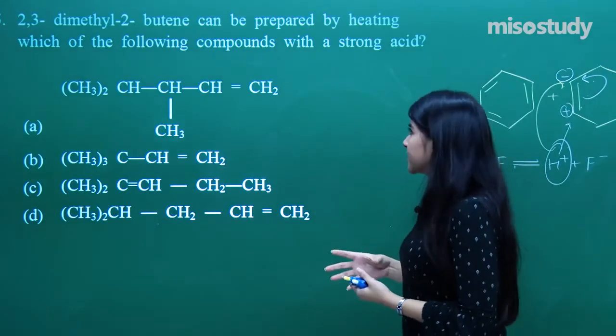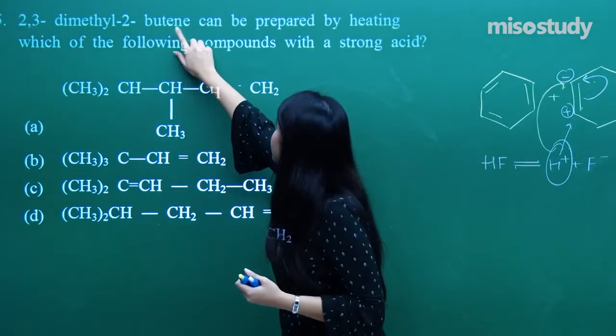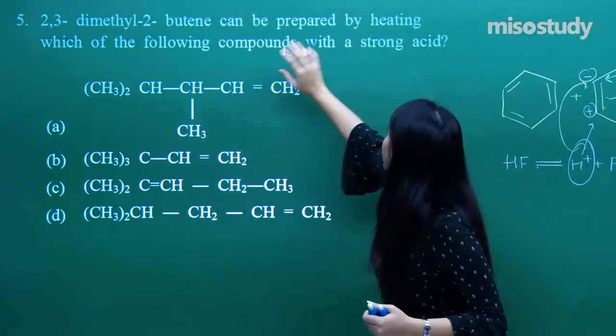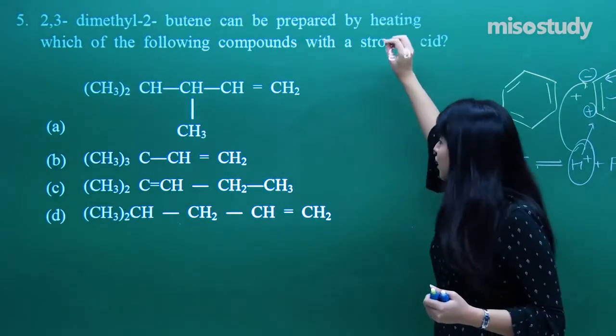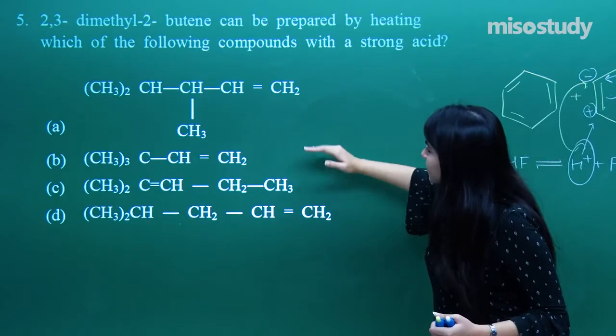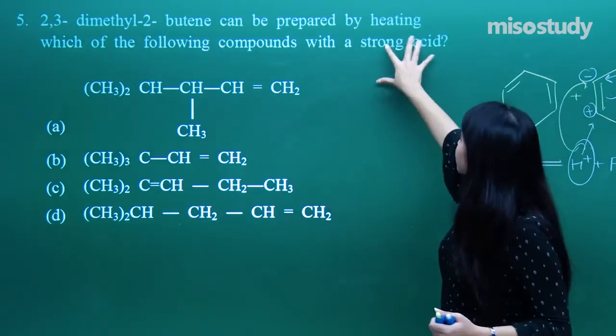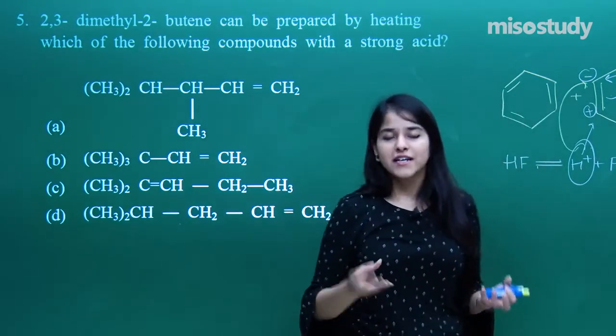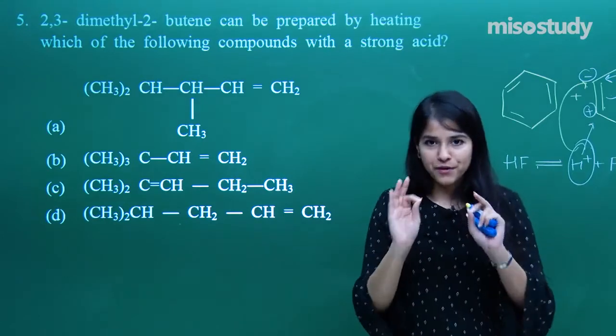2,3-dimethyl-2-butene can be prepared. So I need this very product. This can be prepared by heating which of the following compounds with a strong acid. So I need to make it, all of these compounds react with the strong acid. That means having H positive ions. So it's a pretty simple reaction.